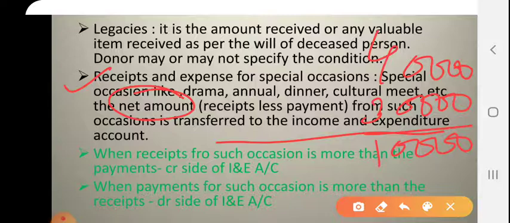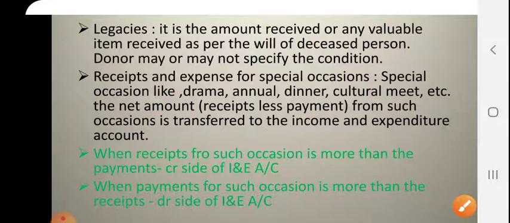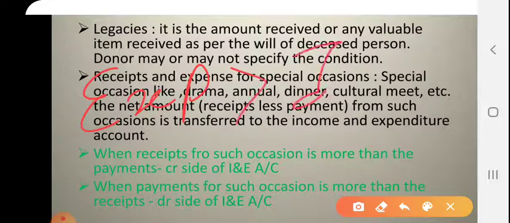If income or receipt is more, we will show the net amount on the credit side of the income and expenditure account. And if expenditures are more than income, the net amount we will show on the debit side of the income and expenditure account.